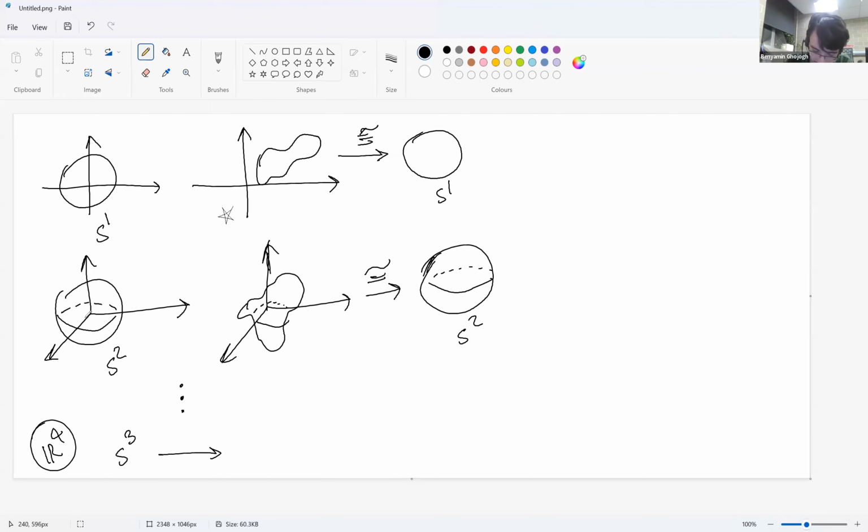Locally 2D, I can have this form. This is locally 2D. I can deform it without tearing it up or making holes. It's homeomorphic to S2, so it's a locally two-dimensional sphere. I can have the same in S3, S4, and all dimensions.